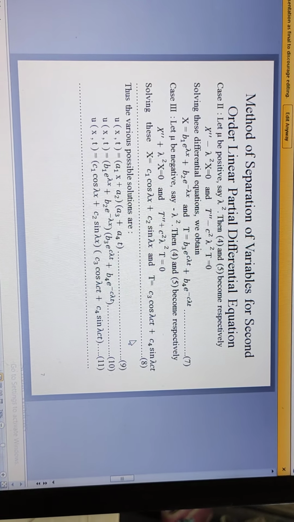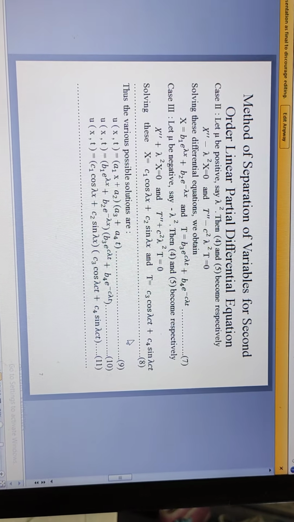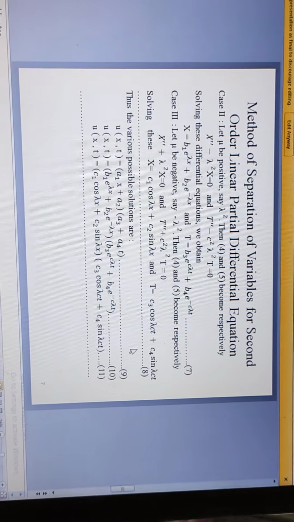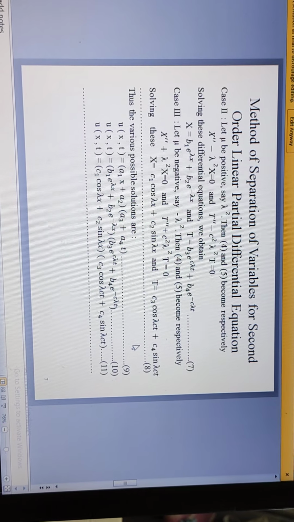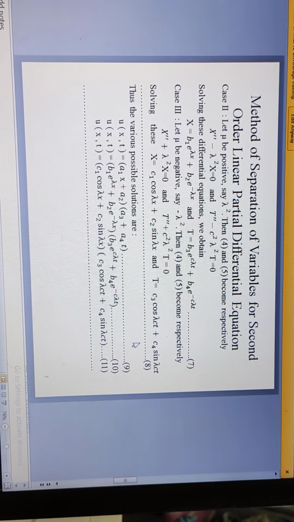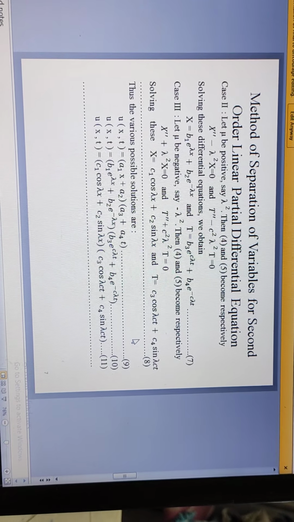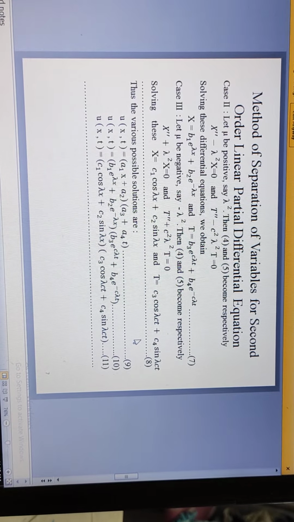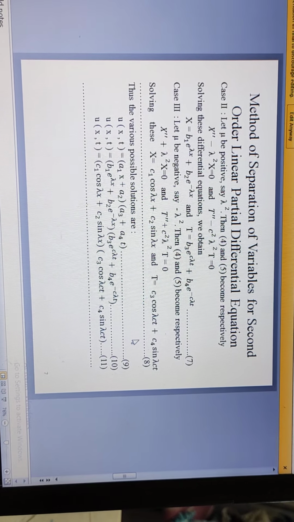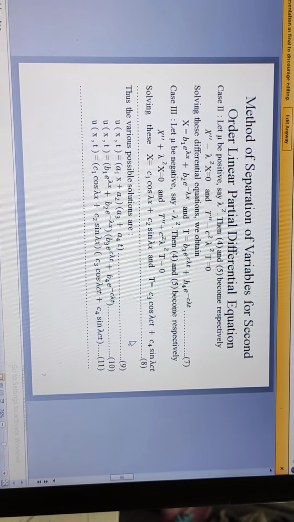Case second, μ is positive, say λ², then X'' − λ²X = 0, T'' − c²λ²T = 0. Solving these differential equations of constant coefficients, we have X = b1 e^(λx) + b2 e^(−λx), and T = b3 e^(cλt) + b4 e^(−cλt).